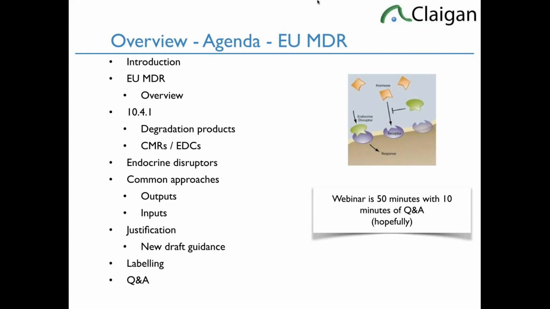Then you look at your justifications. If you do have a substance above 0.1% by weight in the invasive or gas or fluid path, you have to justify. And there's a new guidance out on justification, which I'm going to gloss over, unfortunately, at epic speed. But I'm going to talk about the justification guidance for phthalates, the draft version. Talk a little bit about labeling and then Q&A.